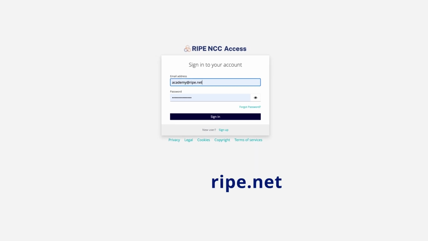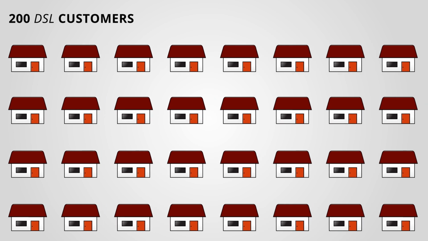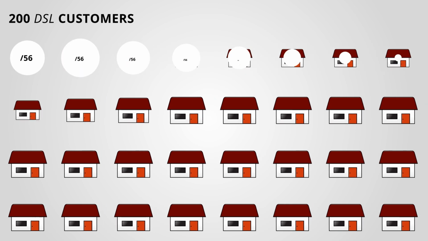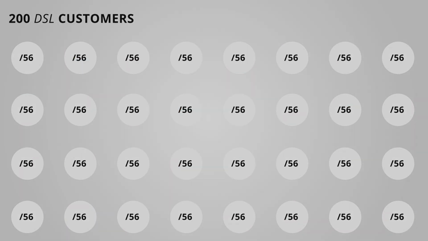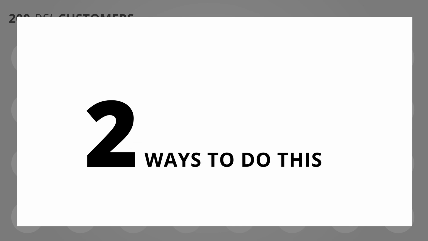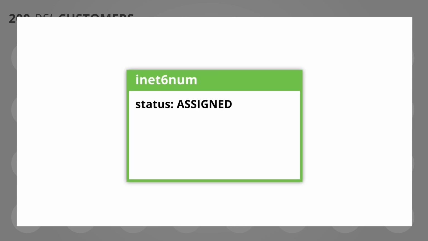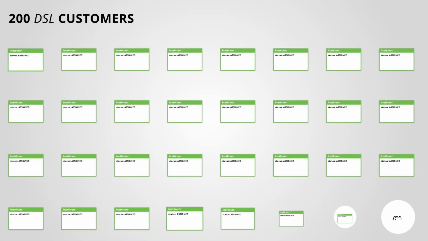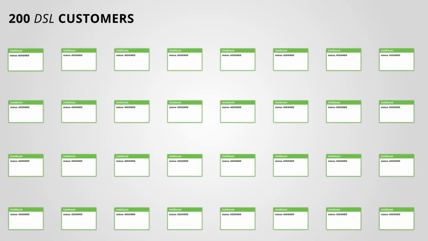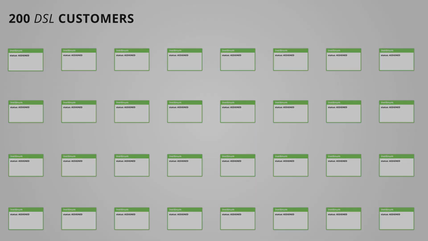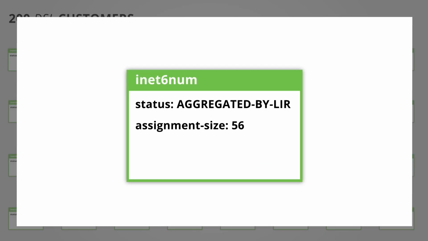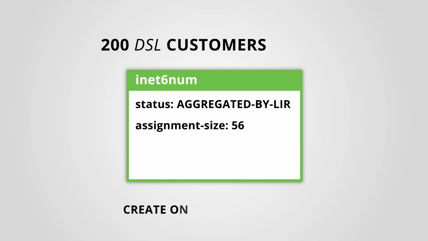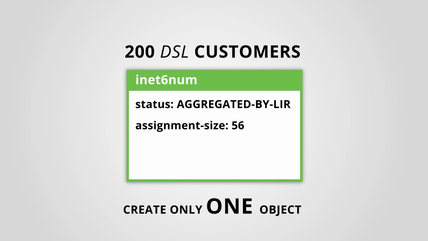Let's look at an example. You have 200 DSL customers, and you're going to assign a /56 to each of them. You can register these assignments in two different ways. 1. Create 200 inet6num objects with the status ASSIGNED, one object for each individual customer assignment. That's a lot of objects to create. 2. You can group all of these assignments into one single inet6num object with the status AGGREGATED-BY-LIR. Less work. We will create the object using the second option.